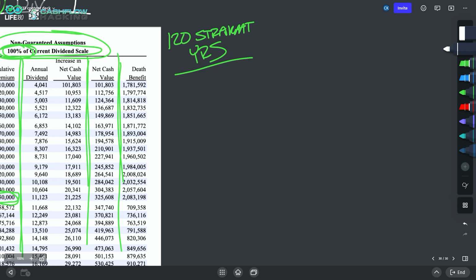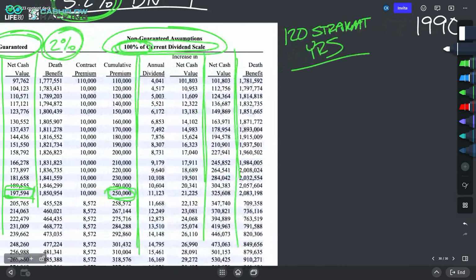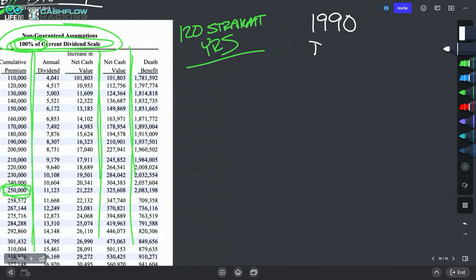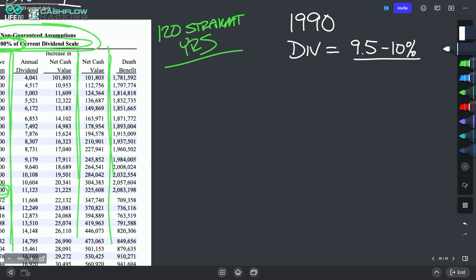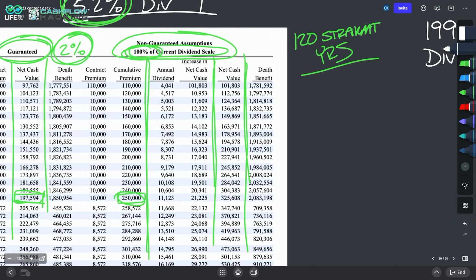Here's what happened. Back in, let's say, 1990, the current dividend scale right here, the dividend, I'll just write div for dividends, was about 9.5 to 10%. Okay? So what happened was, if I were to run this illustration in 1990, this illustration would show, assuming 100% of current dividend scale, and the current dividend scale was at 9.5%, well then it's gonna get bad, because as time goes on, I'm not gonna leave that 9.5 number there so nobody's confused.